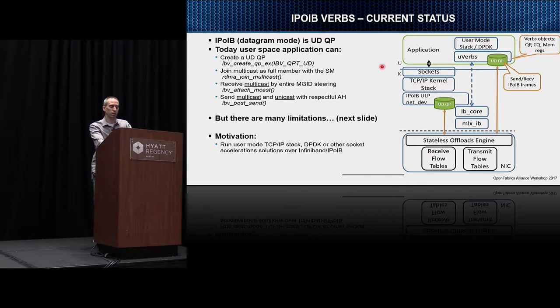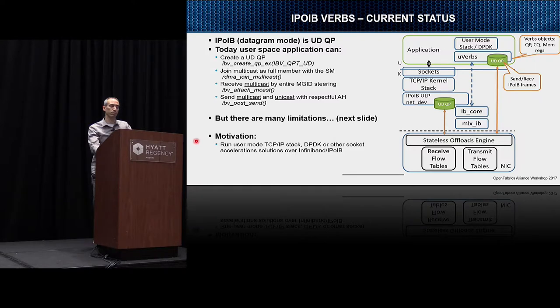IP over IB datagram mode is a UDQP. So what can a user do today with IP over IB UDQP? It can create, of course, the UDQP type, and it can join, basically pushing a multicast filter to the hardware through the join request. It does that by specifying the entire MGID, with no specific filters on layer 3 or layer 4 header attributes. And it can perform sends of multicast or unicast operations. There are many limitations; we'll see that in the next slide and the motivation.